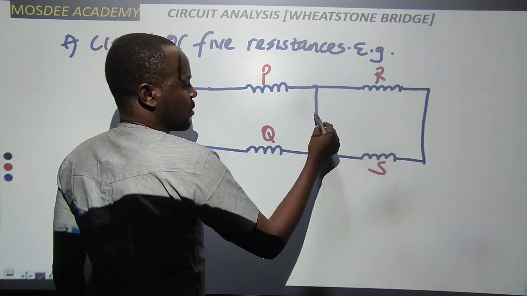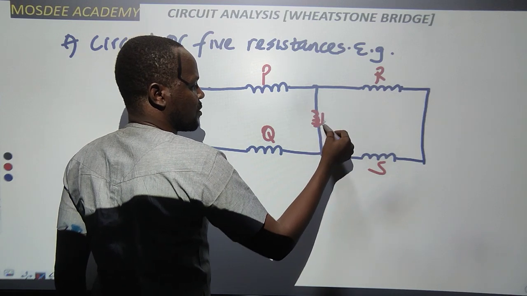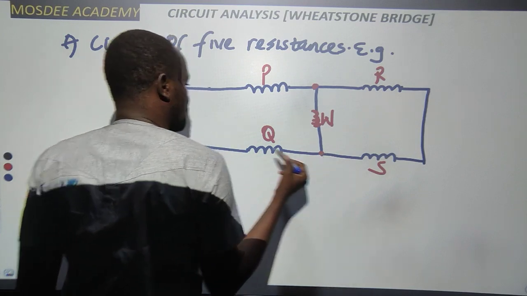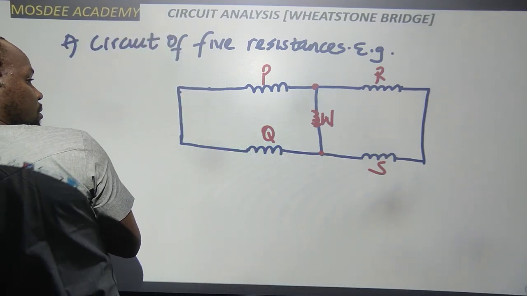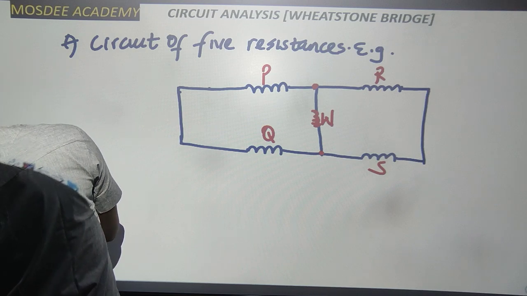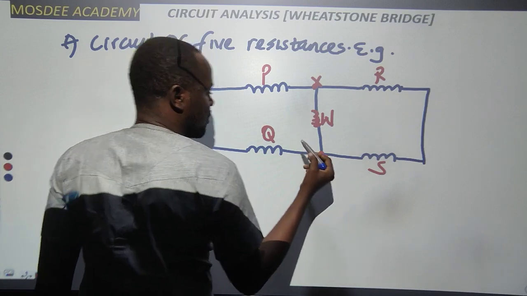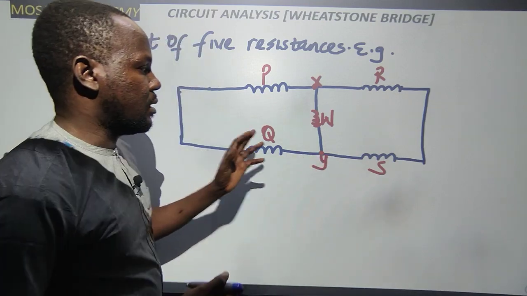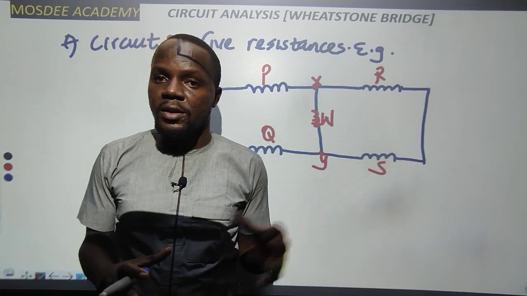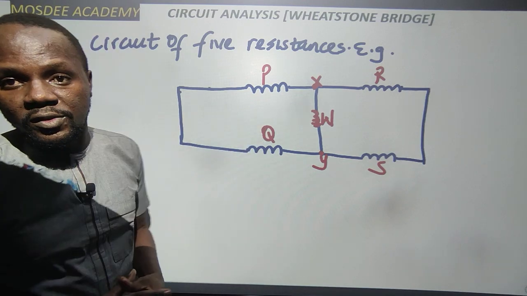Then at this particular junction, we have another one, which is the Wheatstone bridge. I'll call it the Wheatstone bridge W. It is connected across these two junctions. I'm going to call them junction X and Y for understanding's sake. So if you see how many resistance boxes we have here, there are five resistance boxes. That is a very simple example of what we call a Wheatstone bridge.